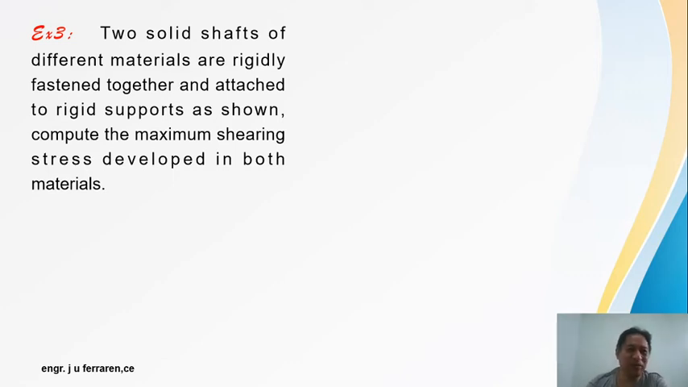And we have to proceed with the topic in torsion. So we have the next example. We have two solid shapes of different materials. They are rigidly attached together and attached at rigid supports as in the figure. Now compute the maximum shearing stress developed in both shapes, or in the material used.